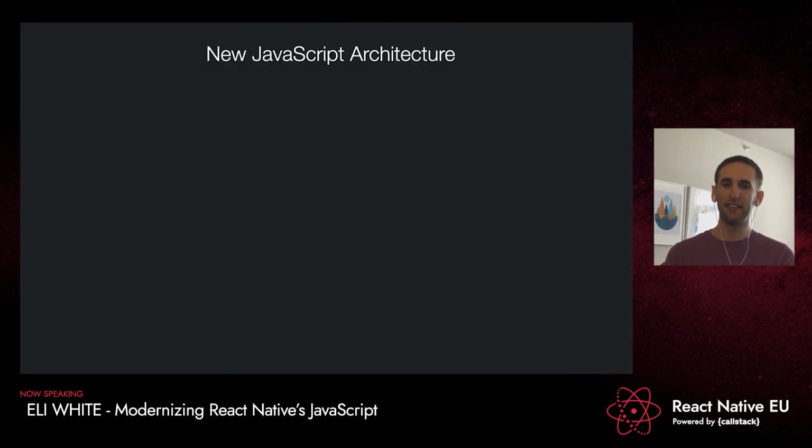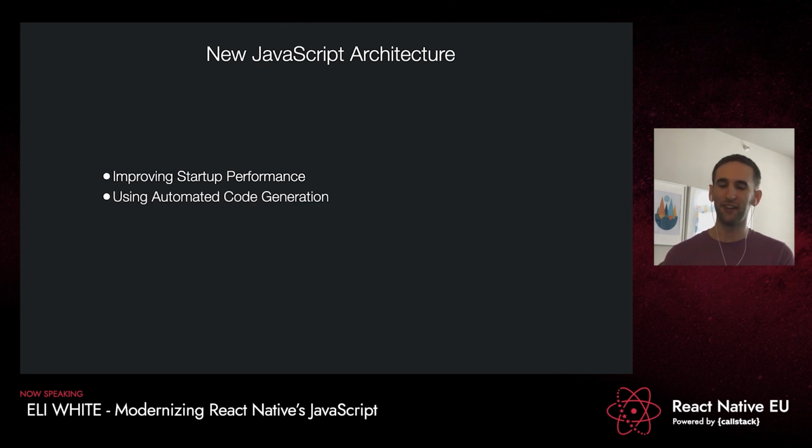So today we're going to be talking about a couple of things. I will start with a little bit about the architecture improvements we're doing on the JavaScript side, how we're using code generation to solve a common pain point, and some of the removals and deprecations that are coming as part of the upgrade to the new React Native architecture.